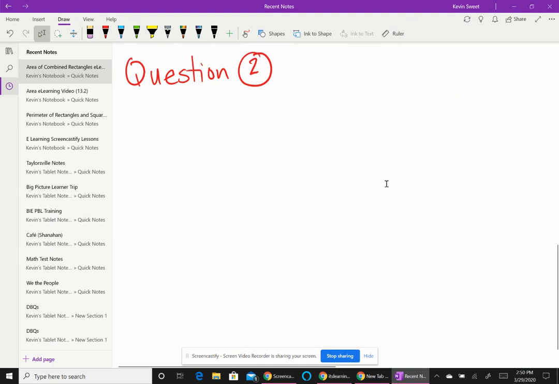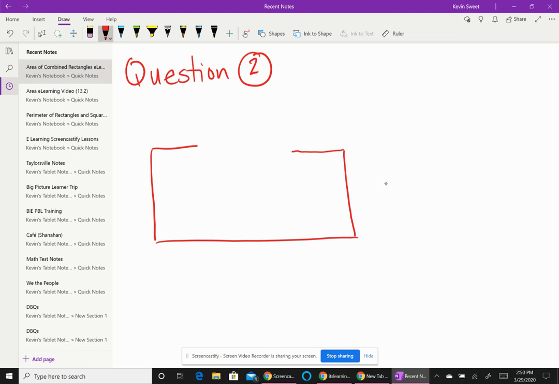Welcome back. Question 2. And we're going to do a different shape. So you guys may get shapes that are not necessarily 2 rectangles, but maybe kind of combine up to 3 different rectangles, okay? So what if I have a shape like this?